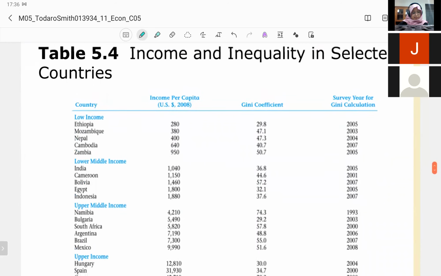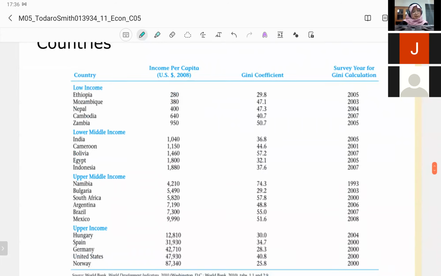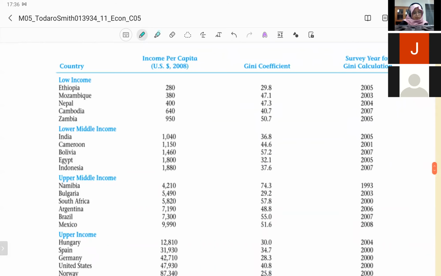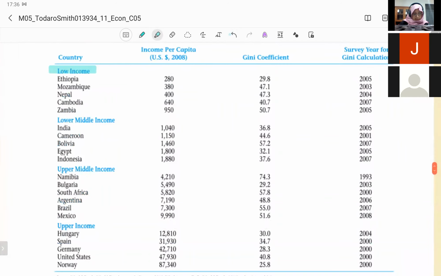This is the data of Gini coefficient and their income per capita of the low income country, of the lower middle income, upper income, and so on. Let's take a look at the low income. Let's take Ethiopia. Their Gini coefficient is about almost 0.3 or almost 30%.